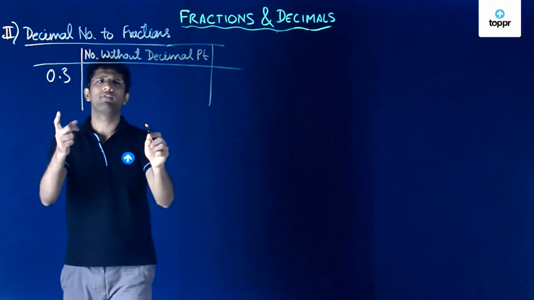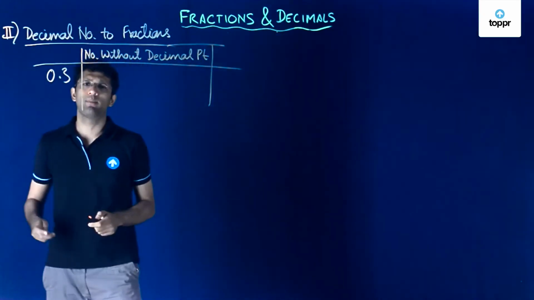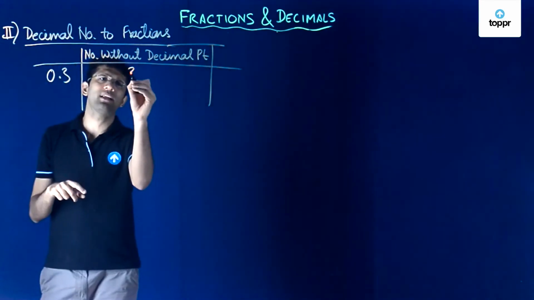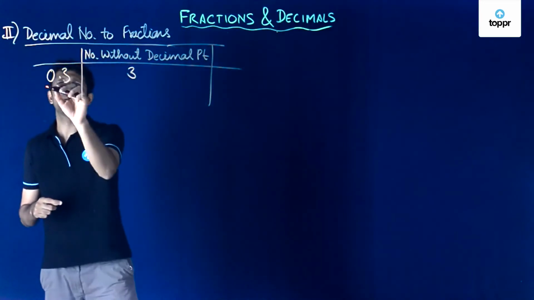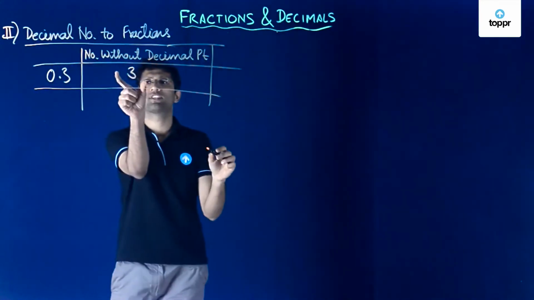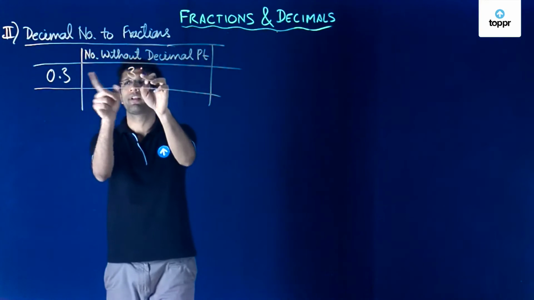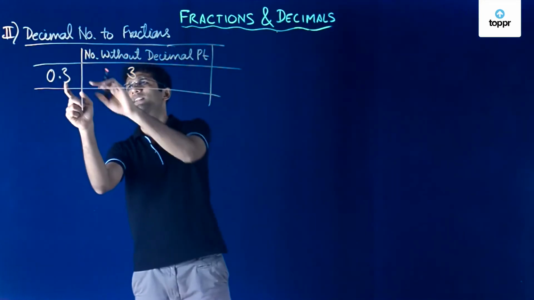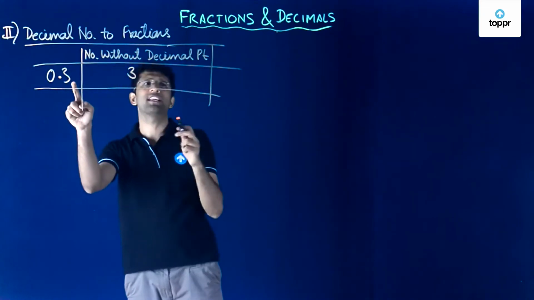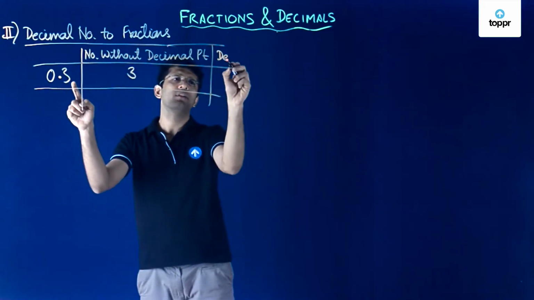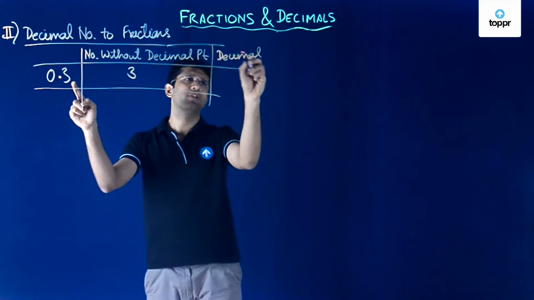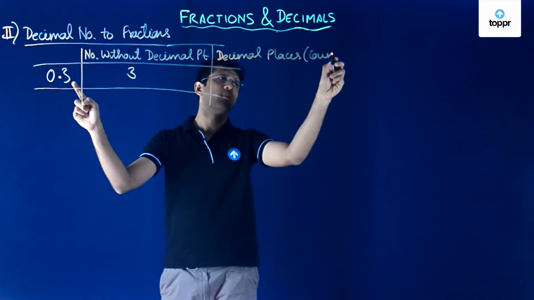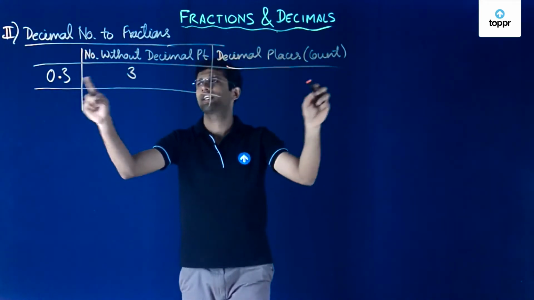So in this first column we will write the same number but without the decimal point. Now here we have 0.3. If I do not take the decimal point, I get the number 3. So I have filled up this first entry. The next thing I will do is count the number of places, or the number of digits, to the right of the decimal point. We will call this the decimal places count, that is, the number of decimal places to the right of the decimal point.